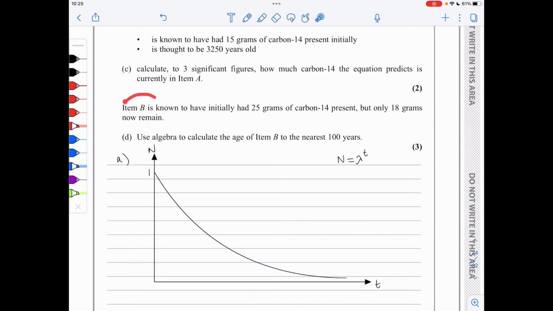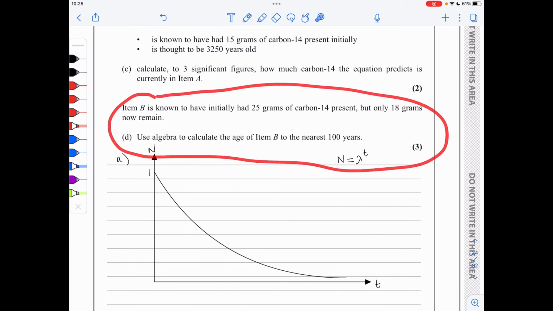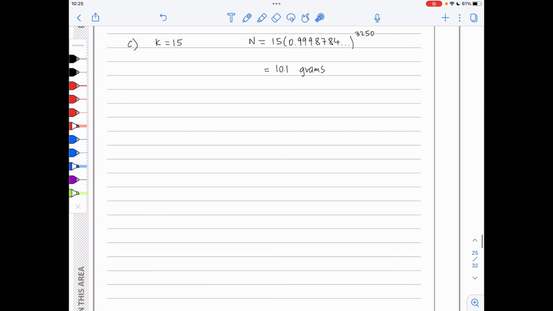In D, we have an item B now that was initially 25 grams of carbon-14 and now only has 18 grams. We need to calculate the age of B to the nearest 100 years. So in this case, we have that 18 is equal to 25 times 0.9998784 to the power of t. So 18 over 25 is the value of lambda raised to the power of t.